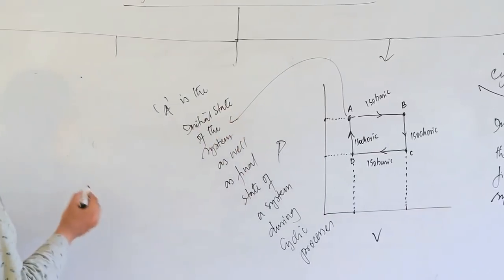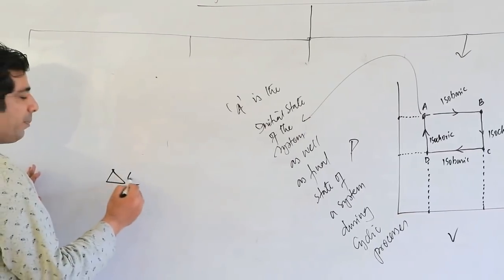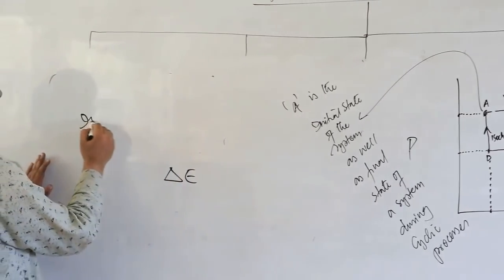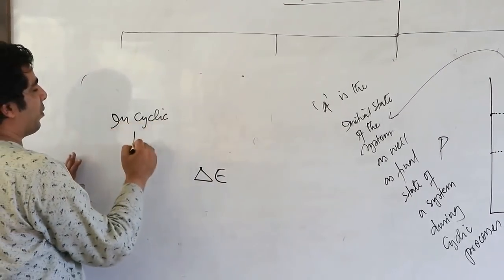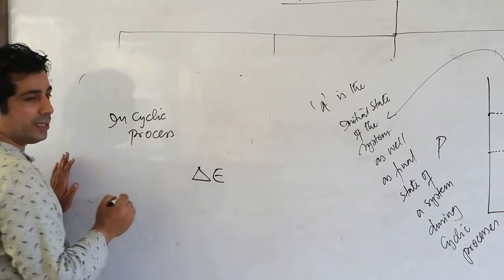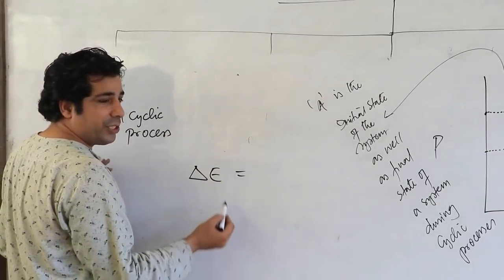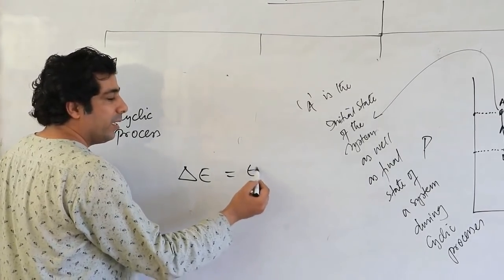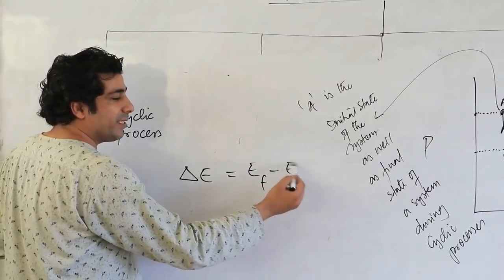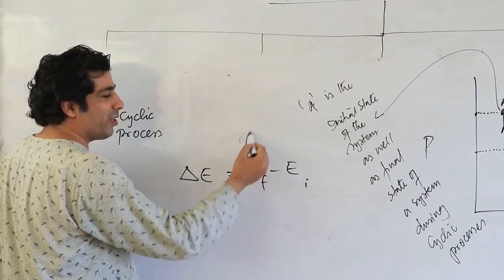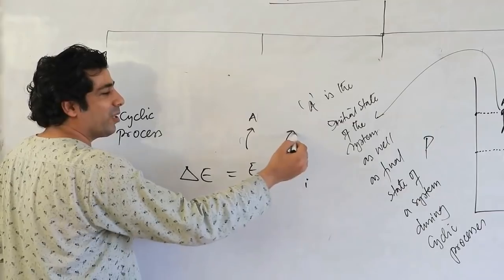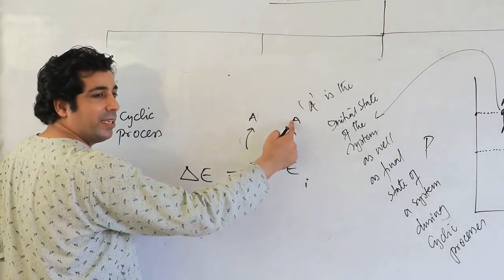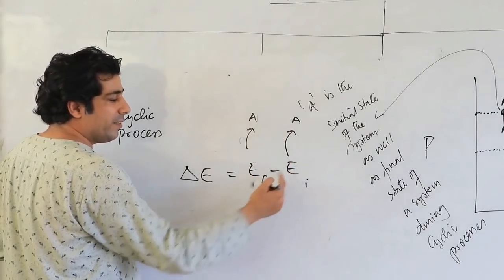So what will happen? Have a look. What will happen to the internal energy in a cyclic process? So remember, in cyclic process, the change in internal energy will be what? 0. Why? Because in final internal energy minus initial internal energy, what is the final internal energy? You are talking about point A. Here also you are talking about point A, because final is A, initial is also A. So the change in internal energy will be how much? Come on, 0.